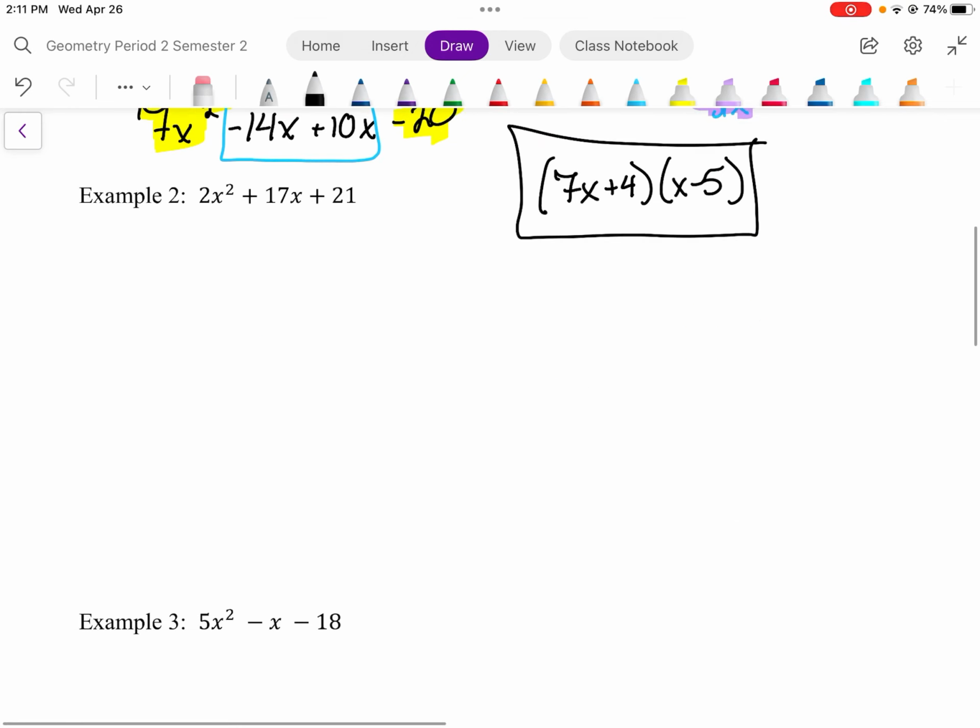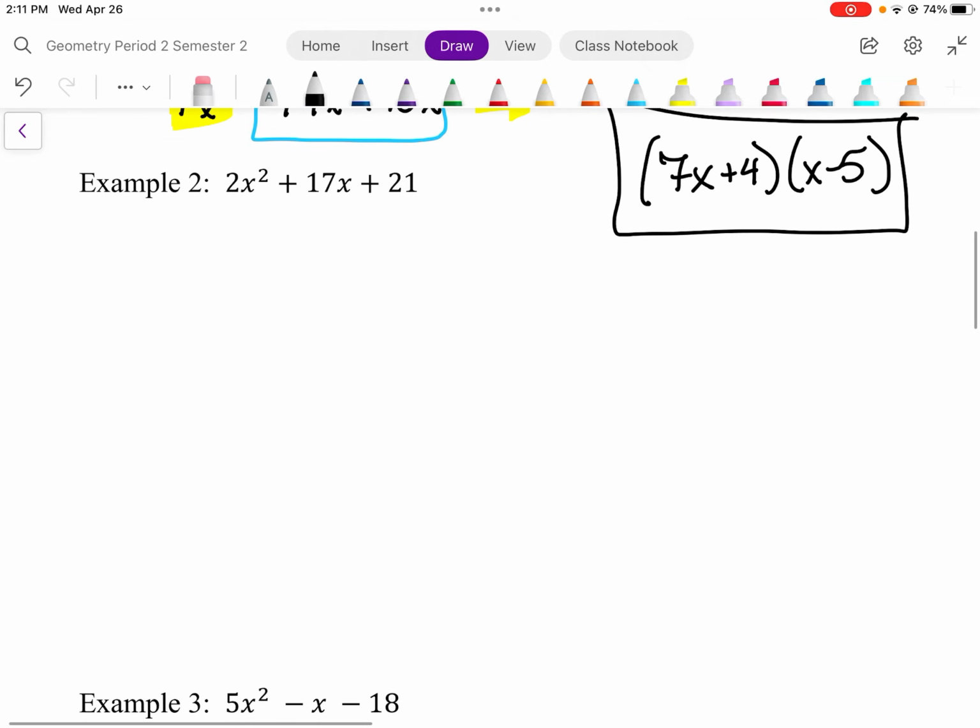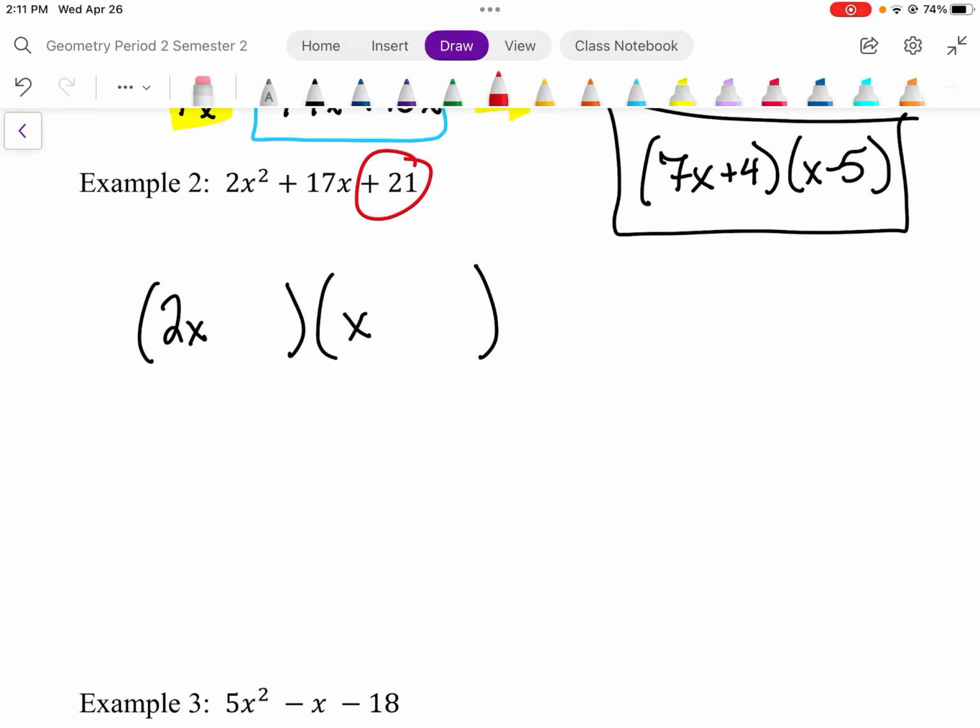Okay, so if we look at example 2, we have a 2x squared. There are only two numbers that can be multiplied together to get 2x squared, and that's 2x and x. This time it multiplies to be a positive value, so they're both going to be pluses.